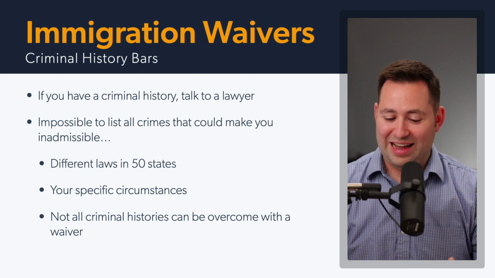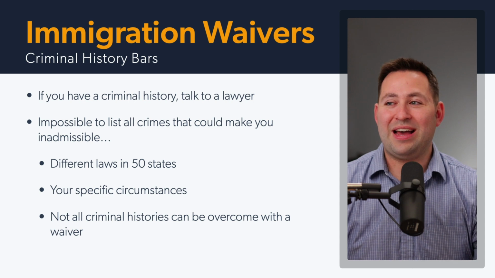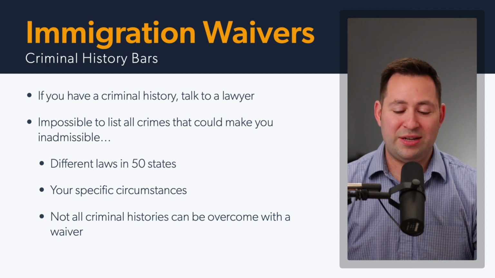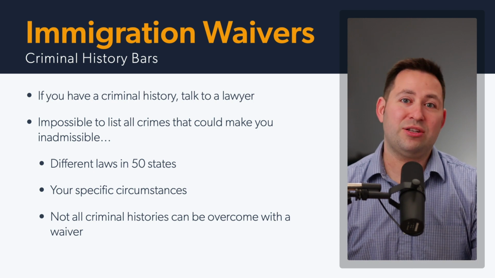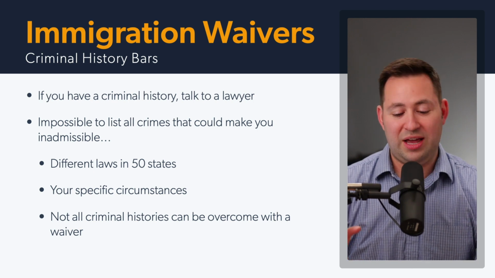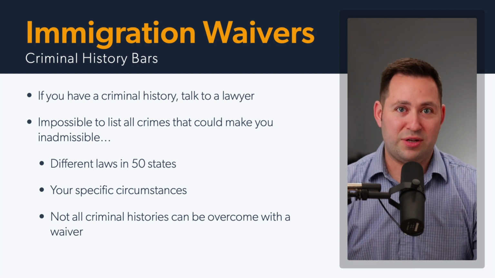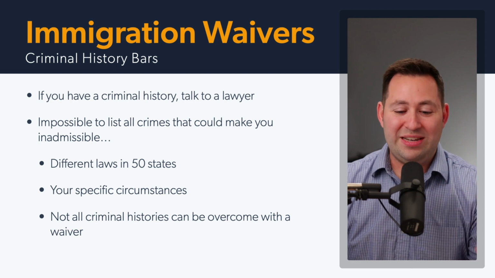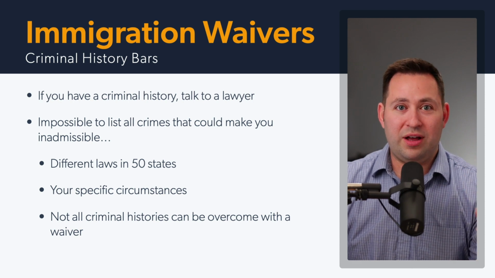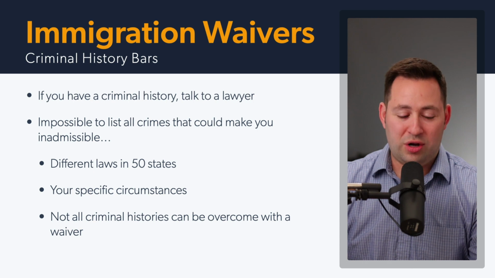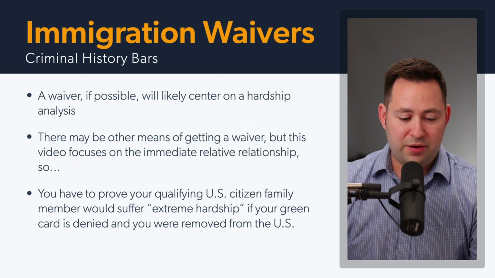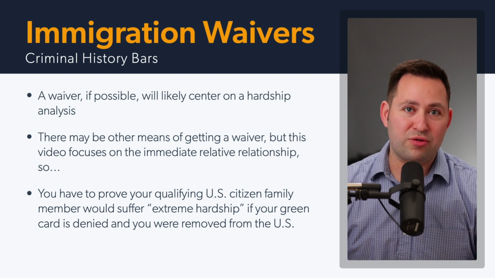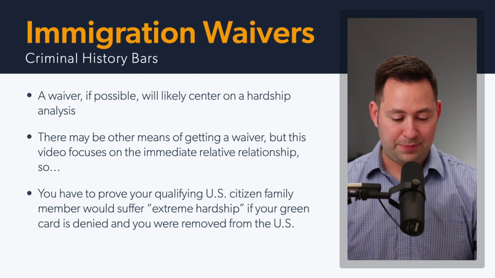It's really hard for me not to dive into extra details on this slide because it is an interesting area of the law and there are lots of little quirks, but the best advice I can give you in this video series anyway is to talk to a lawyer. Maybe when we post an in-depth guide to waivers and inadmissibility, that word again, we can talk more in depth about the issue. But the long and short of it is you should just talk to a lawyer if you have a criminal history. Okay, moving forward. A waiver, if possible, will likely center on what's known as a hardship analysis.